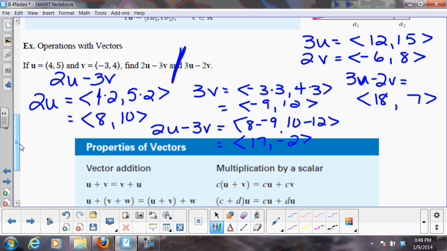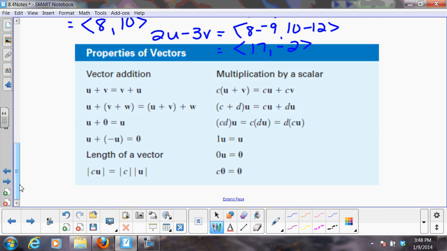Then we have our properties of vectors. Our properties are the same properties that we have. We have a commutative property, associative property, property of 0, inverse property, and the last one is multiplying a constant in. All right, onward we go.